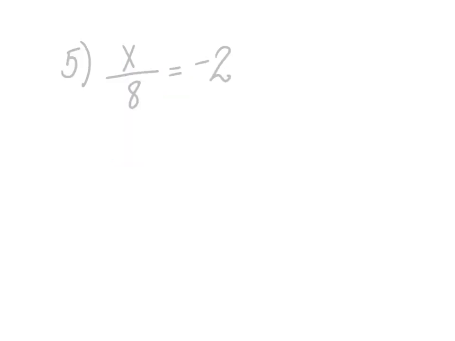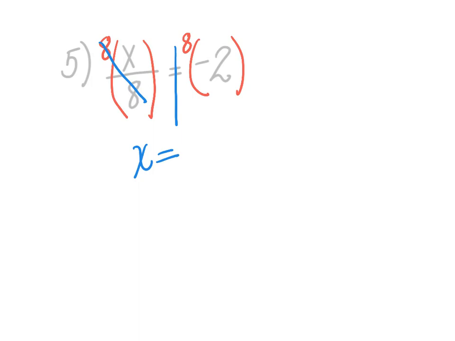And my last problem, x divided by 8 is equal to -2. So what's happening to my x? Here it's being divided by 8. So the opposite of dividing by 8 is multiplying by 8. So I'm going to multiply both sides of my equation by 8. Well, 8 divided by 8 on the left side cancels, and that leaves me with just x is equal to 8 times -2 is -16. So my solution is -16. So again, our goal for solving an equation is to have x isolated on one side of the equation equal to a constant.